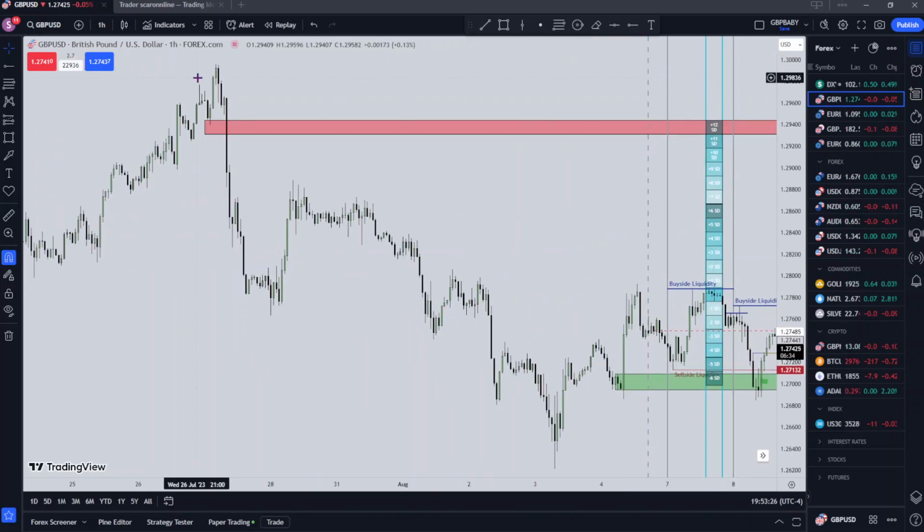Why is this a breaker? We've got a high, a low, and a high, and we break lower. So this is actually a breaker block up there. So there's a reason for price to want to gravitate towards that.